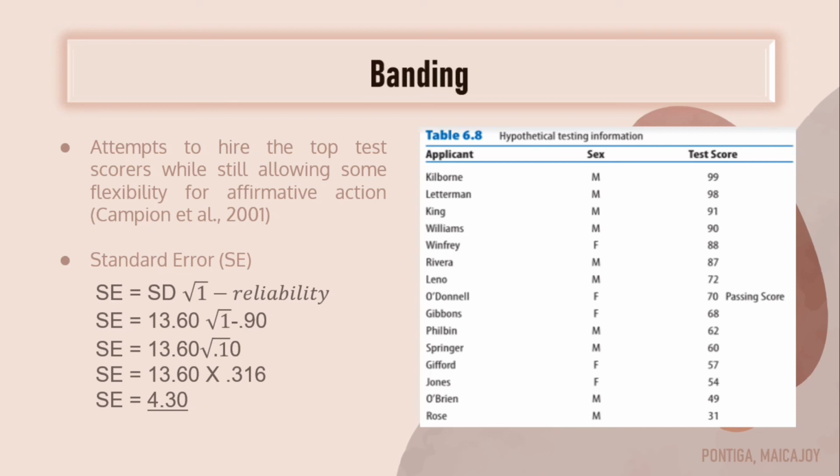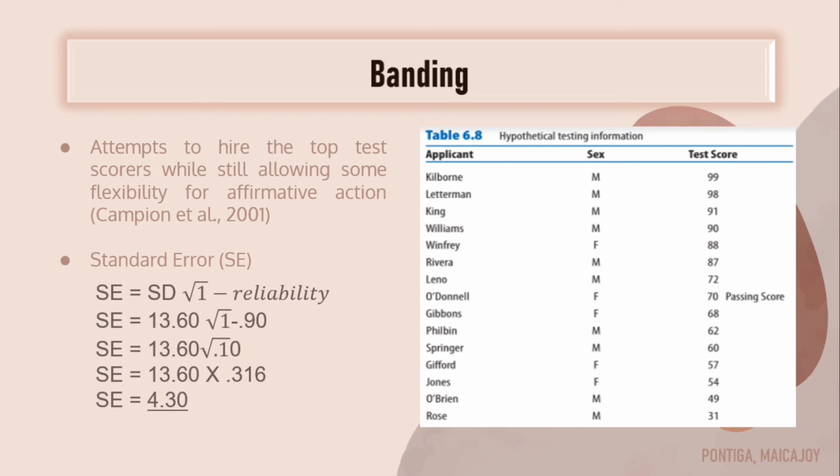So, 4.30 po ang ating naging standard error. So, imumultiply po natin ito sa 1.96. Ang 1.96 po ang standard score na associated sa 95% level of confidence. So, 4.3 times 1.96 is equals to 8.4.